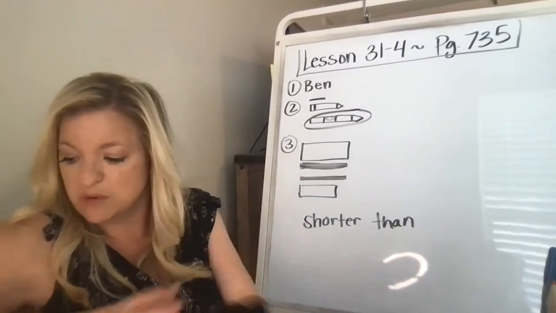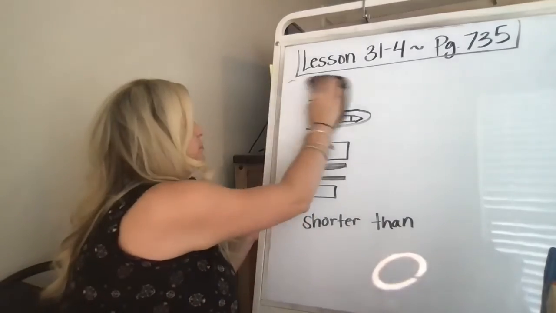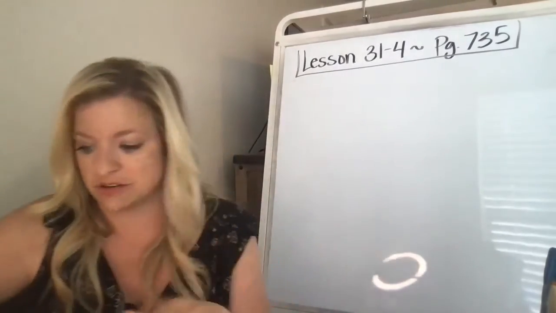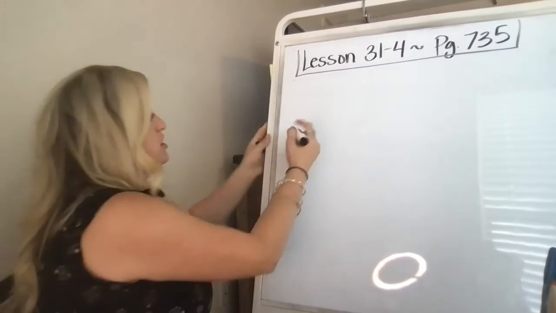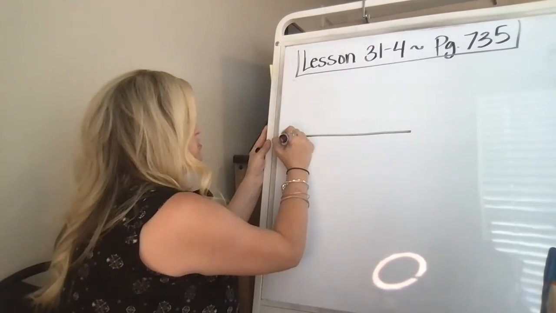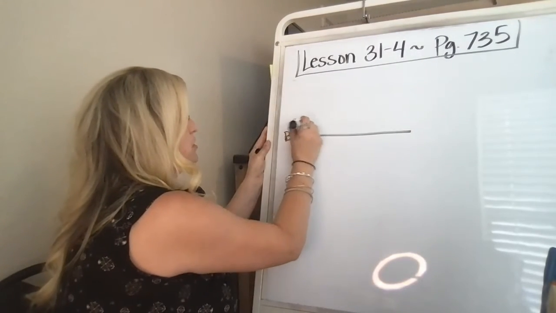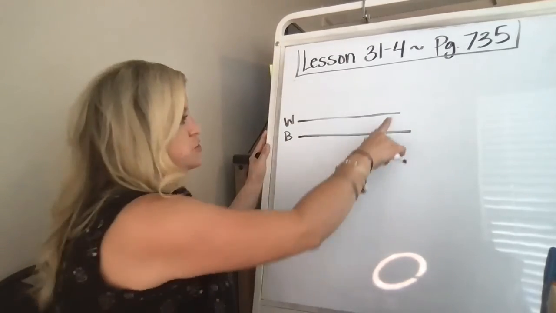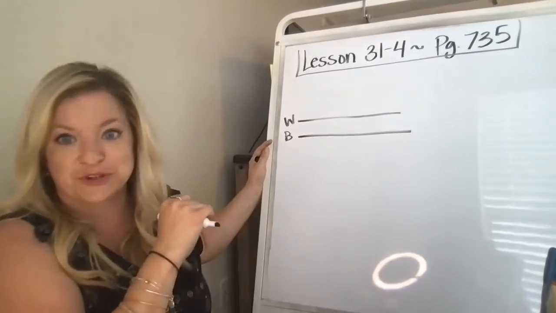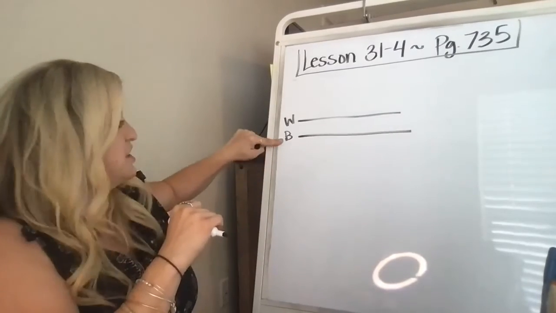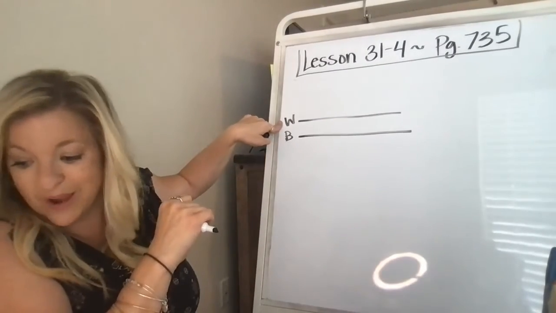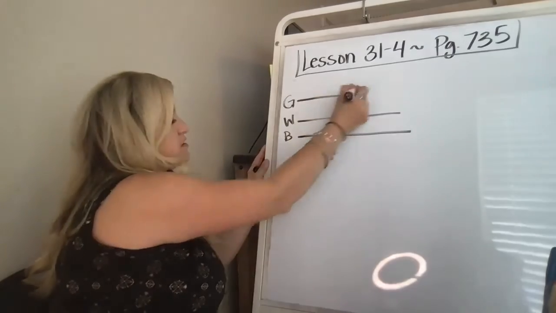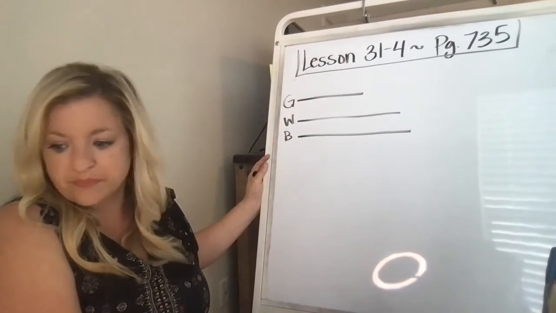Number 4, the blue worm is longer than the white worm. Okay, this is another one where we're going to draw it. I think it's easier. So the blue worm is longer. Here's the blue worm. It's longer than the white worm. So make sure you actually draw them how they're supposed to be. The white worm is longer than the gray worm. So G for gray. And there's our gray worm.